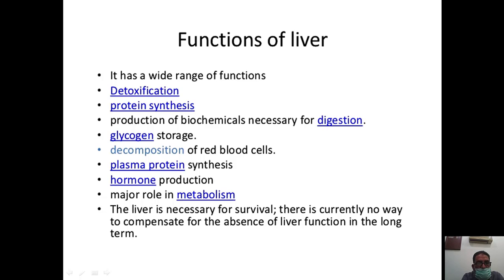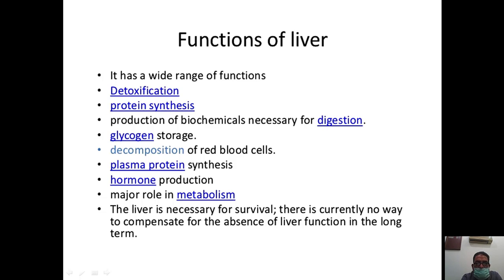The exocrine function is the bile. Hormone production: various types of testosterone and other steroid hormones are also partly produced in the liver. The major role of the liver is in metabolism: carbohydrate metabolism, fat metabolism, as well as protein metabolism. They all play a role during all these metabolisms.